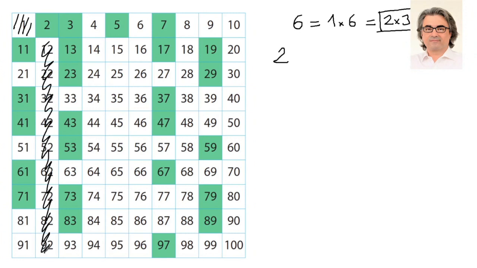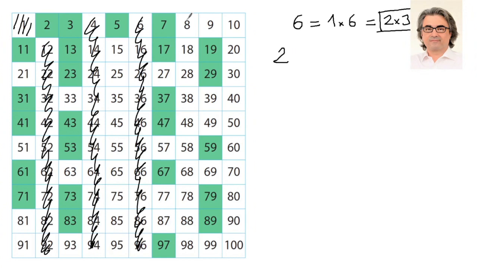This column is all even, this also. So my job is very easy, I think, after cleaning all these even numbers from the desk. They are composite numbers. Clean this column and this also.